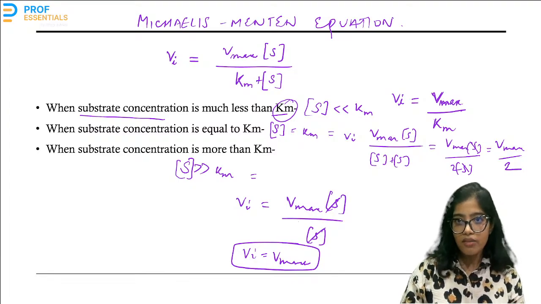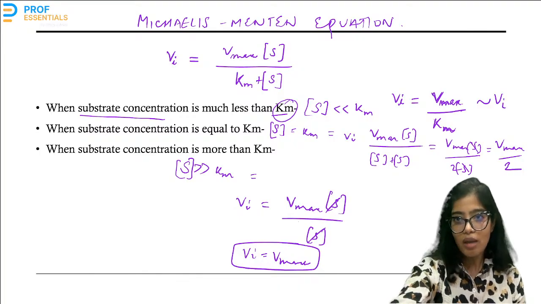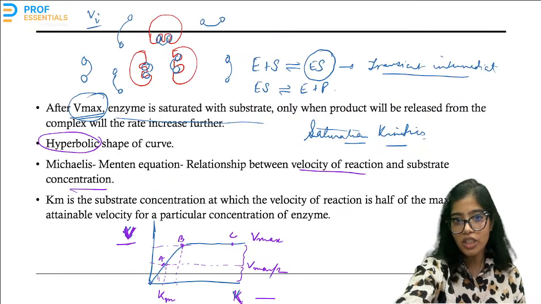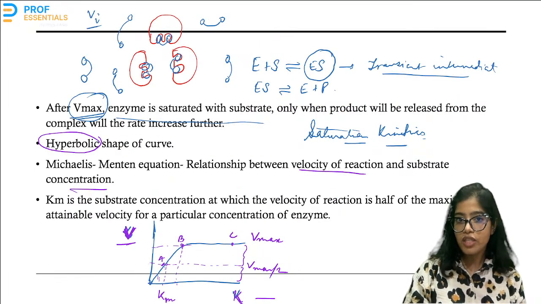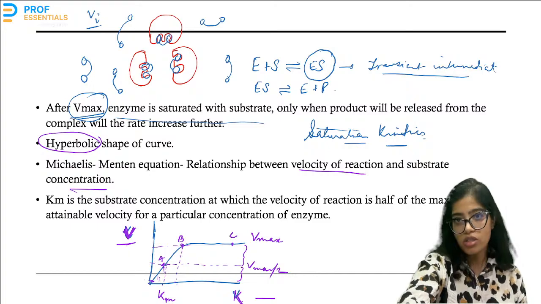So this Vmax upon Km, if the substrate is equal, this is almost equal to Vi, or the initial velocity only. So what does this mean? That is the starting of the reaction. If the substrate concentration is very much less than Km, that means it is around the start of the reaction. The velocity is near the initial velocity of the reaction.